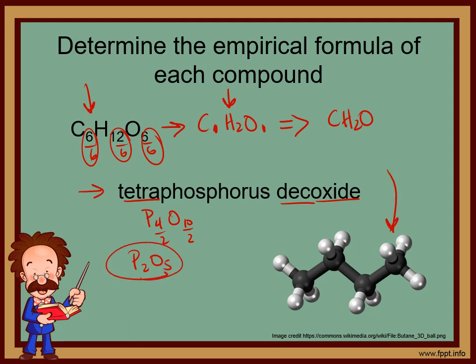One more. Carbons, I've got 1, 2, 3, 4, C4, H, 1, 2, 3, 4, 5, 6, 7, 8, 9, 10. 10 hydrogens, 4 carbons. This is butane. I can divide both of them by 2, and my empirical formula will be C2H5. Molecular formula, empirical formula.